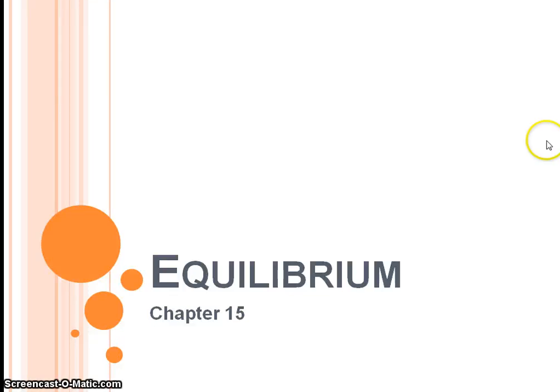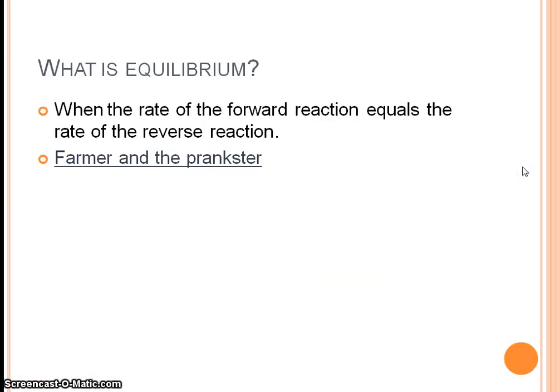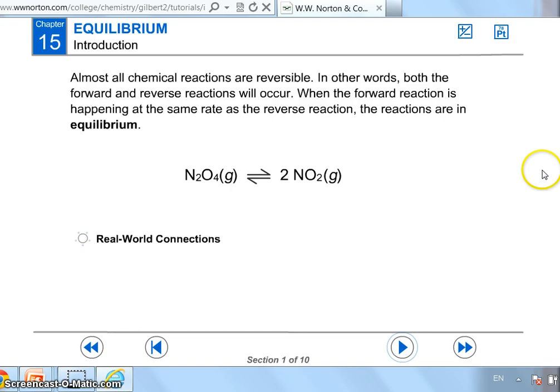Okay class, today we're going to learn about equilibrium. So what is equilibrium? Equilibrium is when the rate of the forward reaction equals the rate of the reverse reaction. In order to understand what equilibrium really means, we're going to watch this short clip called The Farmer and the Prankster. Almost all chemical reactions are reversible.